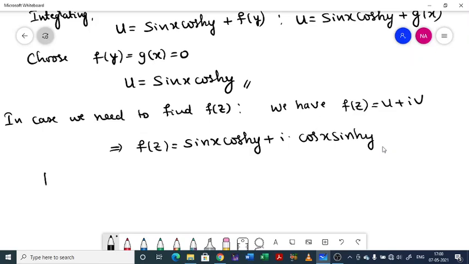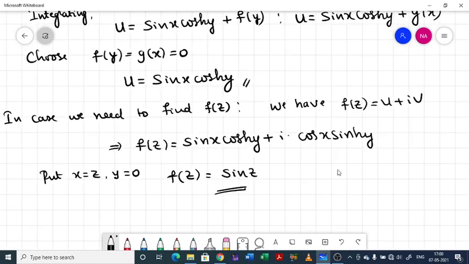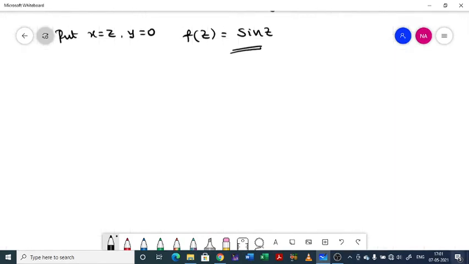So now put x equal to z, y equal to 0. So f of z equal to sin z cos hyperbolic 0, that is the cos of i into 0, same cos 0, you get this 1 and this whole thing will be 0. So sin z, that is the corresponding analytic function. Next problem B.